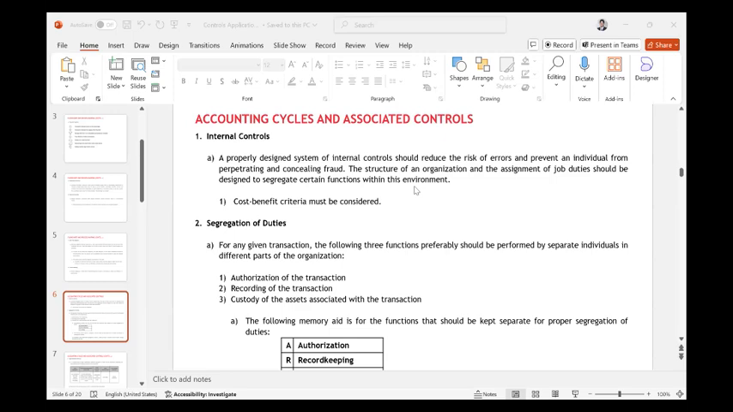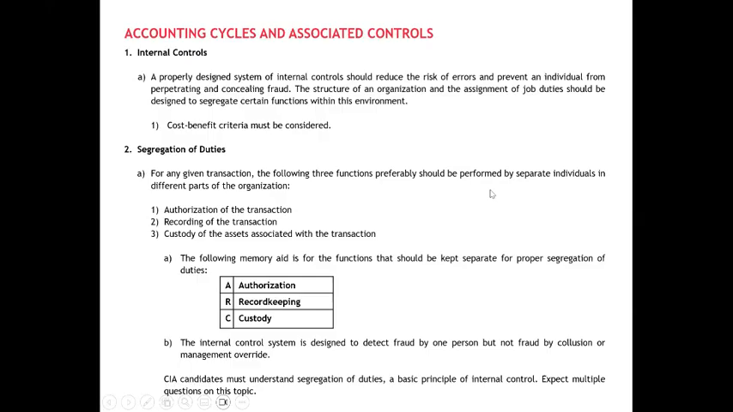So it says here, we are going to learn a little bit about accounting cycles and associated controls. A properly designed system of internal control should reduce the risk of errors. Obviously, you have internal controls in place in an organization not only to prevent or detect fraud, but also to prevent and detect errors, which are unintentional mistakes, right?